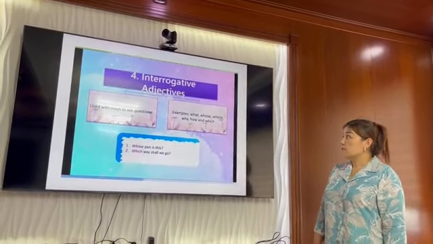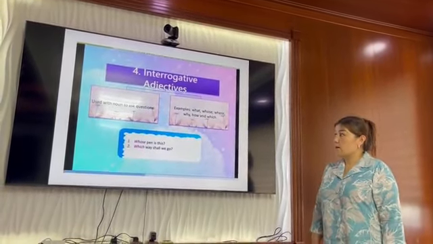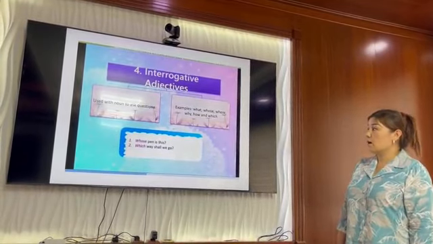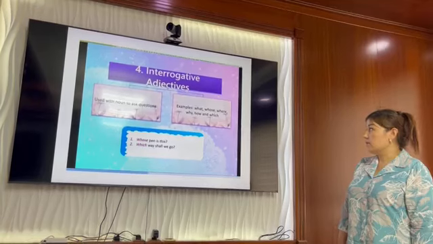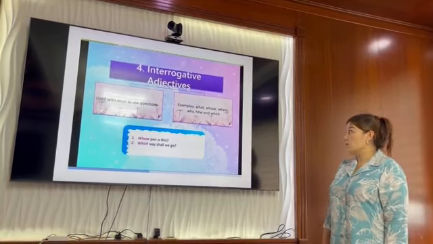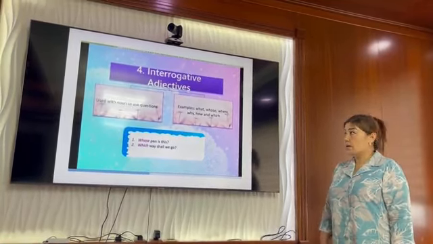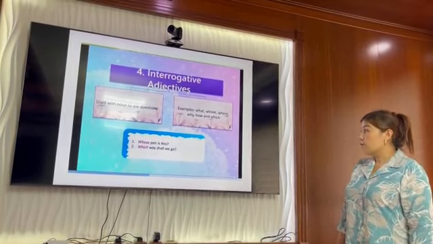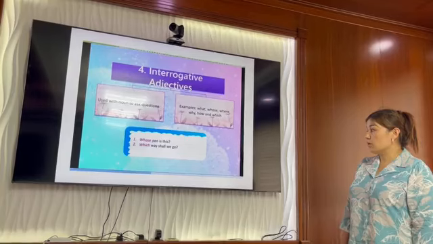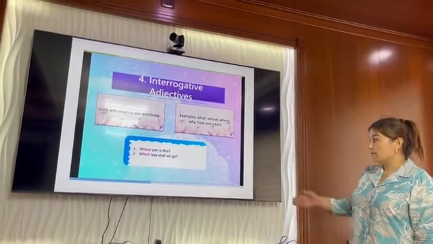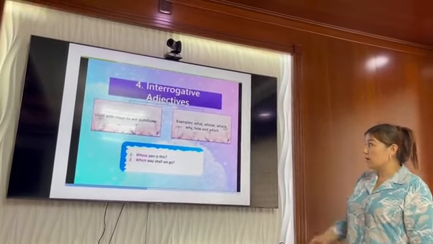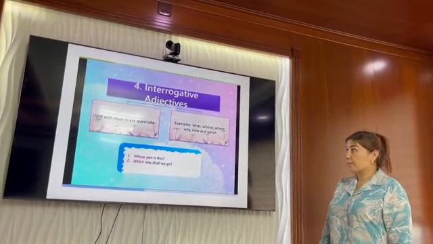Next is interrogative adjectives. We use them with a noun to ask questions. For example, what, whose, where, why, how, and which. For example, whose pen is this? Which way shall we go? In both sentences, whose and which are interrogative adjectives.